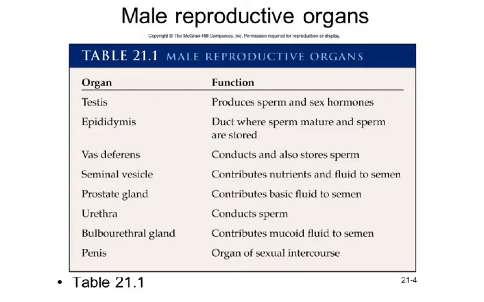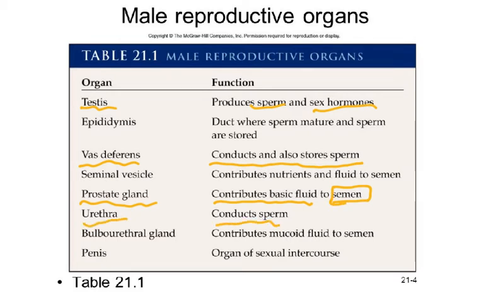Different functions. The testes produce sperms and sex hormones. So the sex hormones will be carried in the testicular blood vessel. So there'll be a testicular artery and there'll be a testicular vein. And these hormones will be carried in the blood and work in different parts of the body at target organs. Then the vas deferens or the sperm duct is going to conduct and also store sperms. Then the prostate gland contributes an alkaline fluid, which then together with the sperms is called the semen. The urethra is going to conduct the sperms. So these are the different functions of the different parts of the male reproductive system.